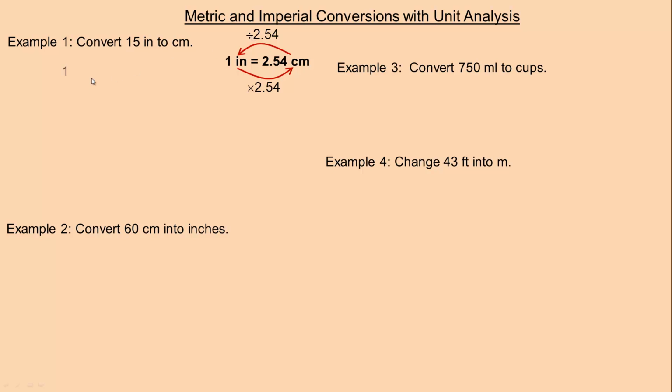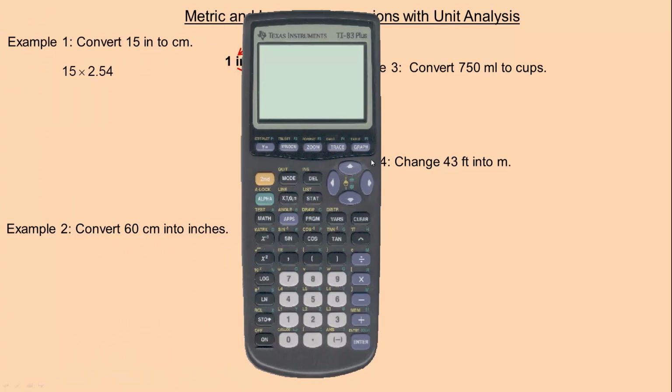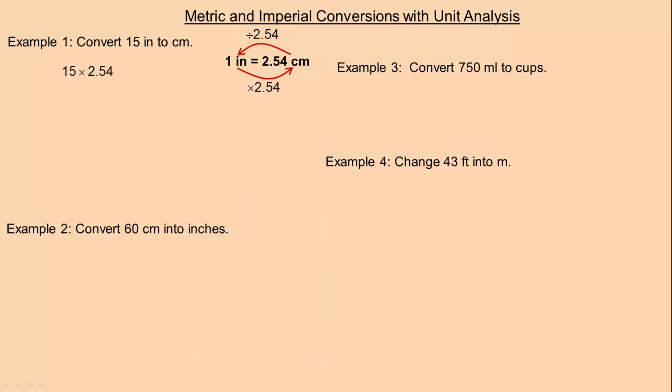So one way to do this, since we're going from inches to centimeters, we multiply by 2.54. So 15, and I'll bring my calculator over here for some of these, 15 times 2.54, that's 38.1. So 15 inches is 38.1 centimeters.